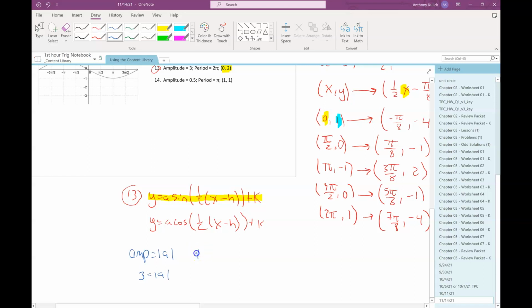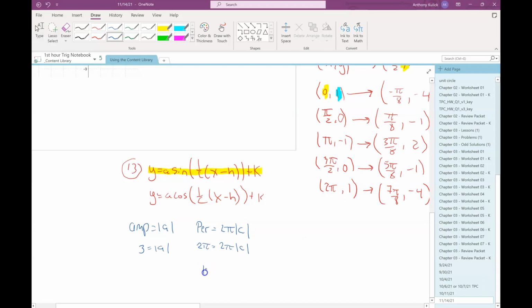The next thing is I'm going to use my period, because I know the period is equal to 2 pi times the absolute value of C. So in this case, the period here is 2 pi. So I can solve this equation now for C by dividing both sides by 2 pi. So I get that the absolute value of C is 1. Okay with that? Now, I don't know yet whether the value for C should be positive 1 or negative 1, but I'm going to make that decision right now.